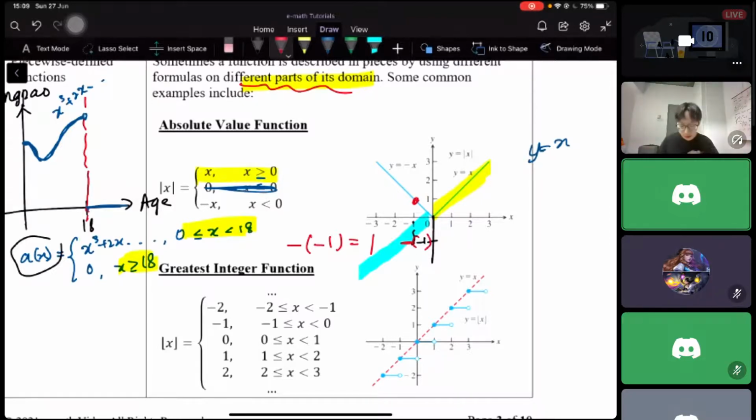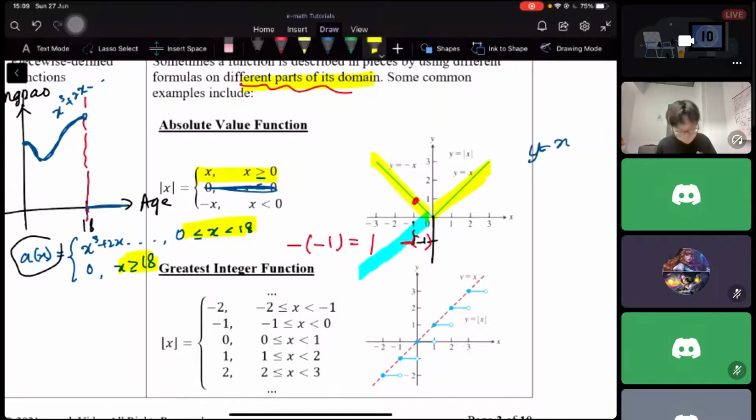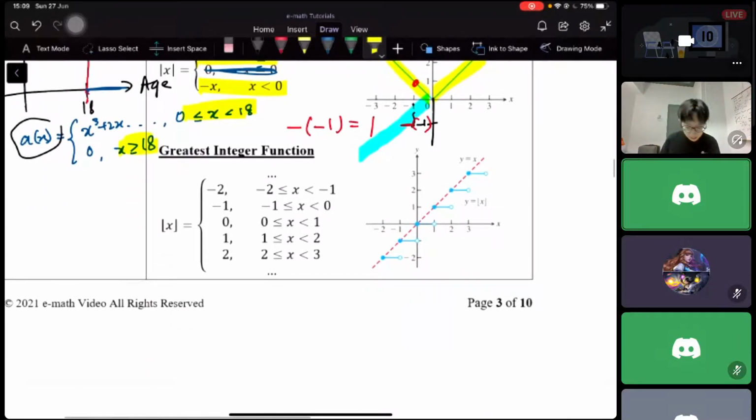So I just define, you know what? When x is negative, the function is defined by y equals -x. Okay? So the absolute value function is the most common piecewise defined function that you will encounter in your life. Piecewise defined function.